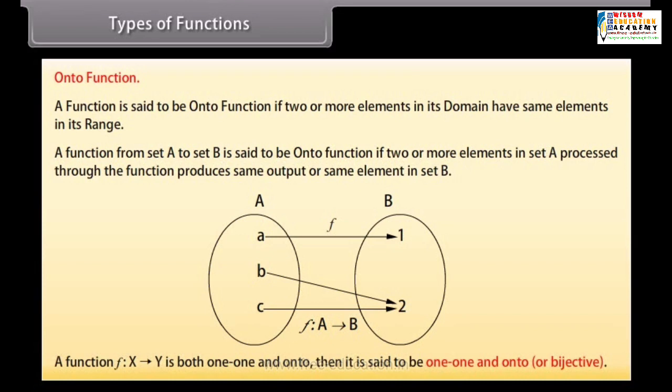A function f from X to Y is both 1-1 and onto, then it is said to be 1-1 and onto or bijective.